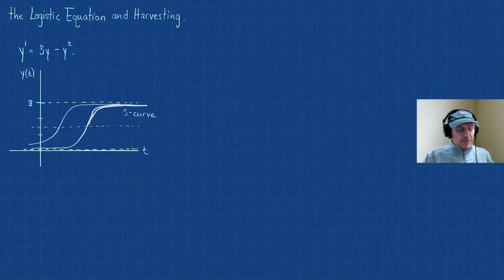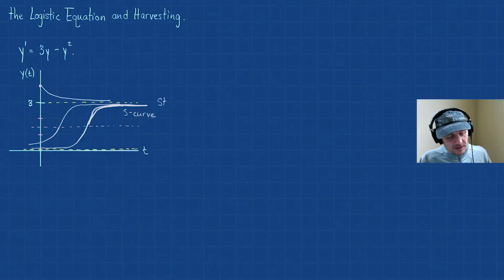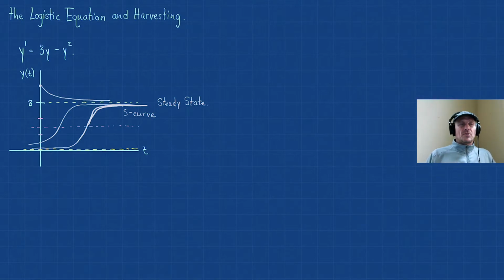There's a cap. Now, what happens if our fish get too many in the pond? What happens if we get like 4 fish in the pond? Well, then we said the derivative was negative, and it comes right back down to this stable steady state. So the logistic equation really models the steady behavior of growth, mostly of a population.